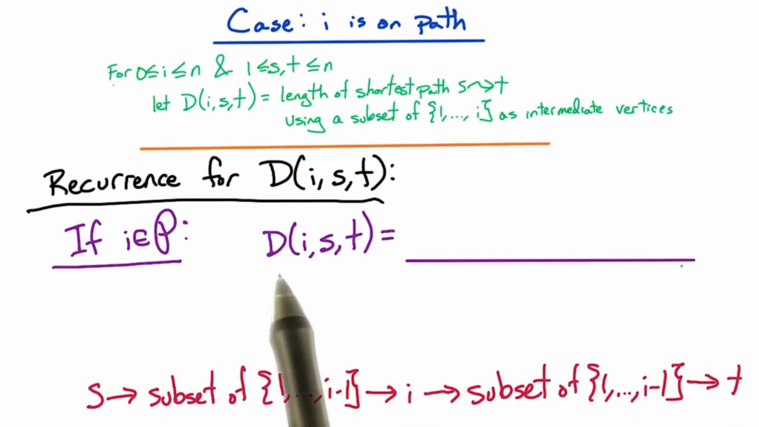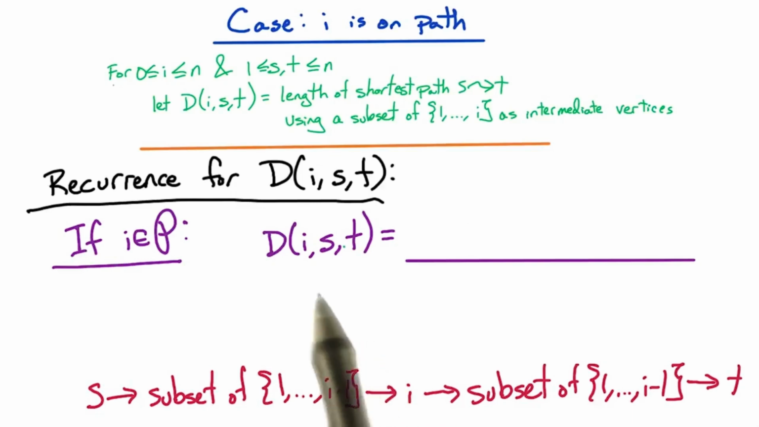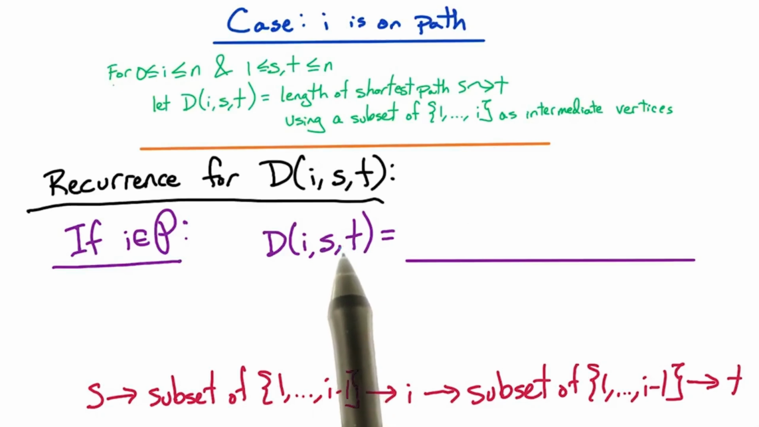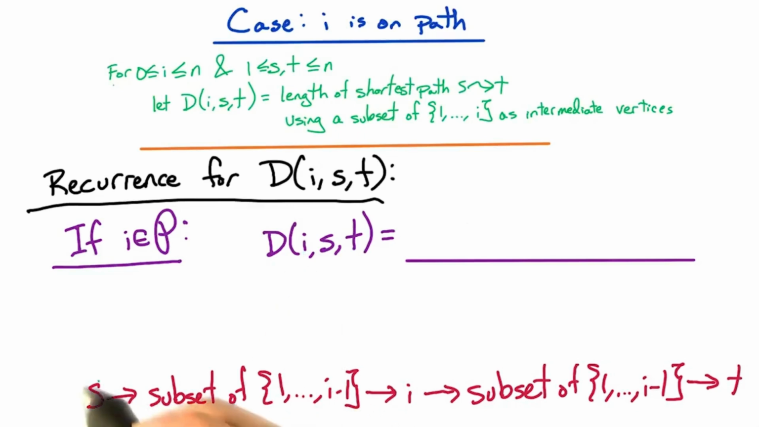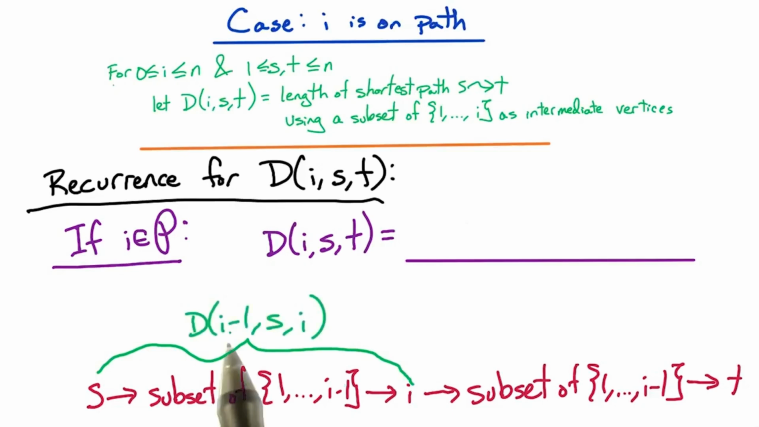Now, to write a recurrence for D of I, S, T, we want to use D of I minus 1 for some pair S and T, which might be different vertices. But the key thing is that we want to change this parameter I to I minus 1. So how do we get that? Look at this path. This is a path from S to I, which only uses a subset of the first I minus 1 vertices as intermediate vertices. So that is D of I minus 1, S, I. That's a smaller subproblem, which we've already solved in our dynamic programming algorithm.